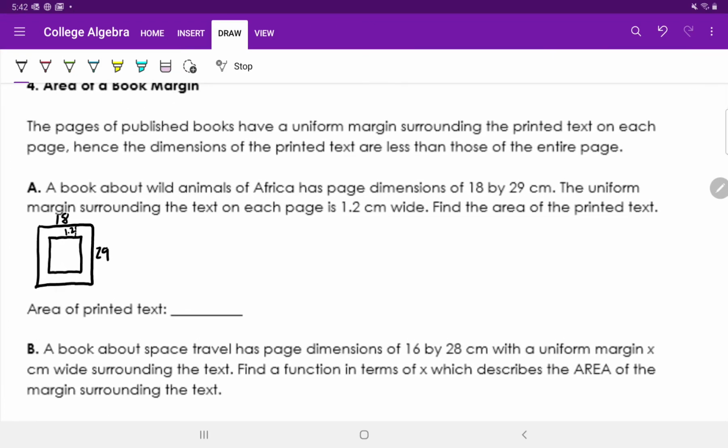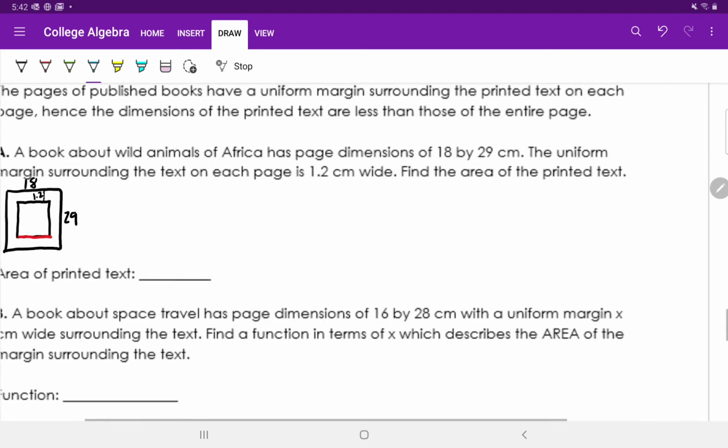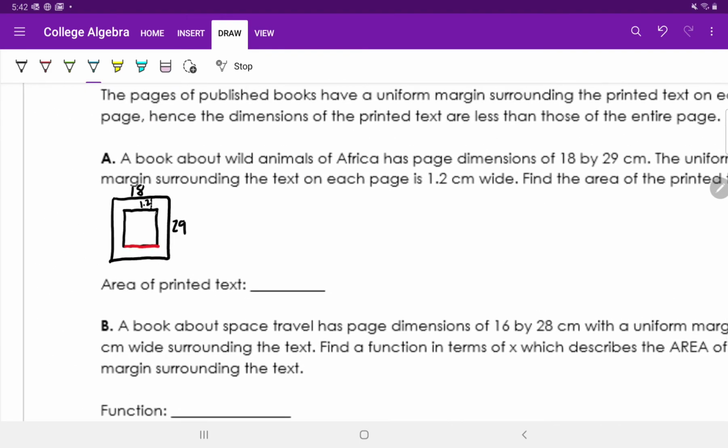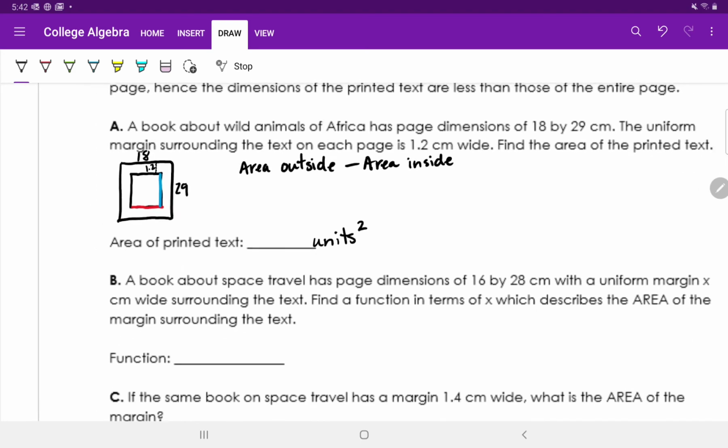So this should hopefully be pretty easy. You need to figure out what this length is and what this length is here based on the size of the margin. And once you know those two things, you just take the area of the outside minus the area of the inside, and you should get a number. Don't forget your units. And don't forget with area, your units will be squared, so make sure you have those correct.